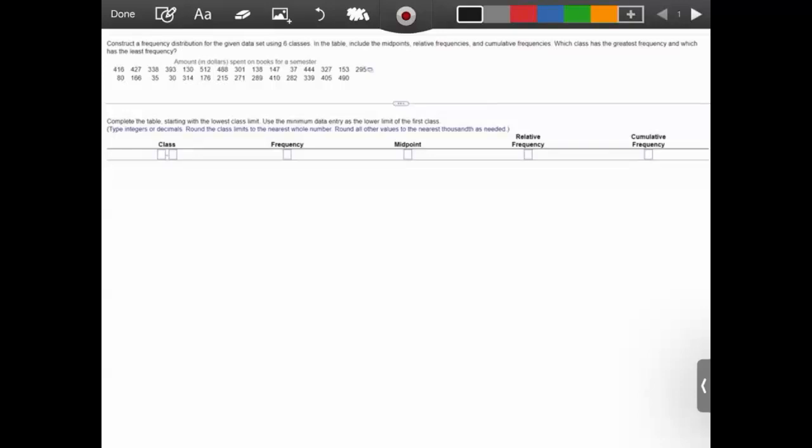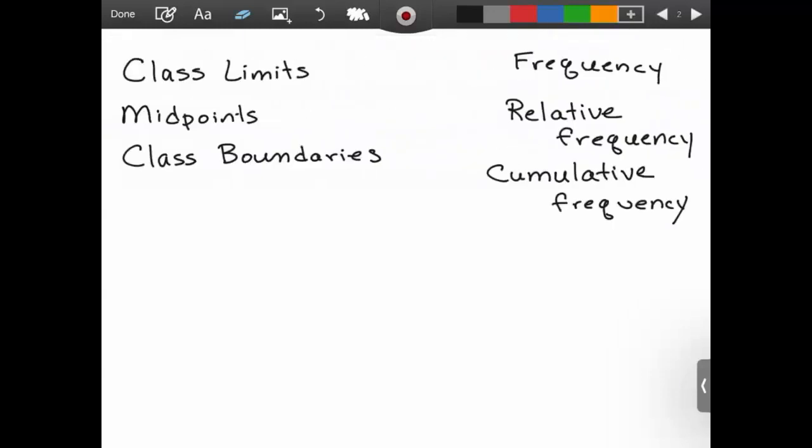In this video, we'll be going over how to create frequency distributions from a data set, a quantitative data set at that. Before we can get going, we have to first organize our data into what's called classes or groups. To do that, we're going to look at something called class limits, midpoints, and class boundaries. These are different ways of grouping our data. And then our counts could either be a frequency, a relative frequency, or a cumulative frequency.